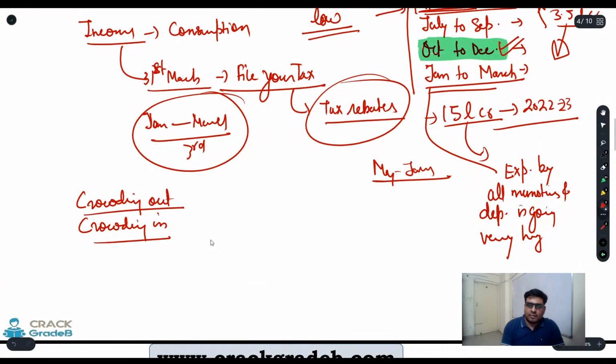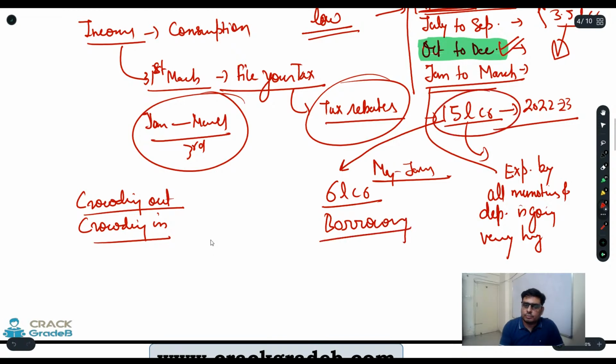And the government is planning to spend how much? The government is planning to spend 15 lakh crores, and out of this 15 lakh crores, the government is going to borrow 6 lakh crores.